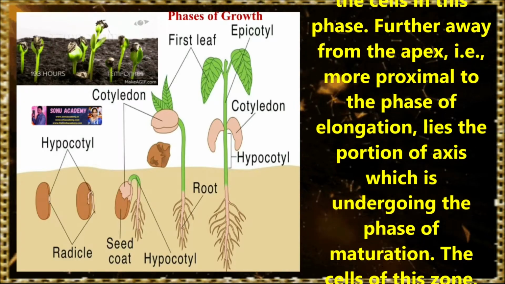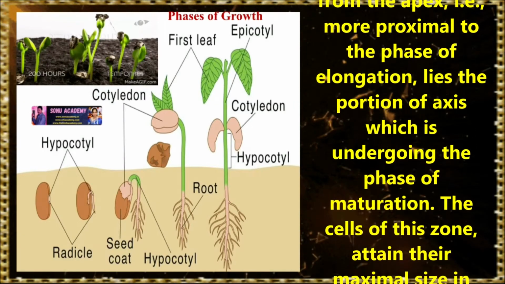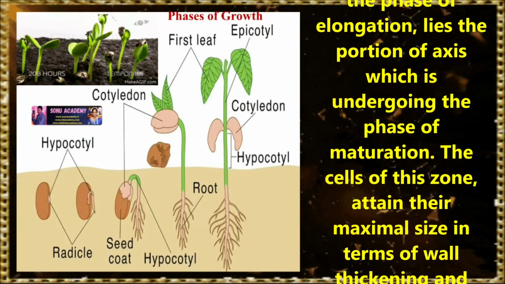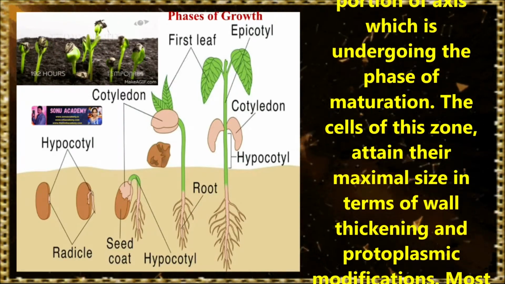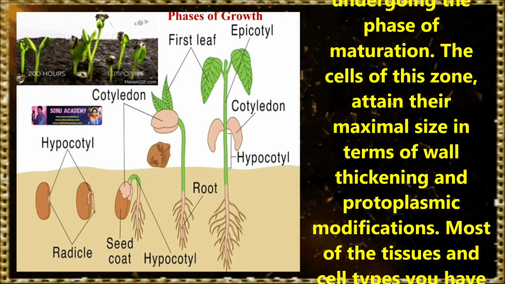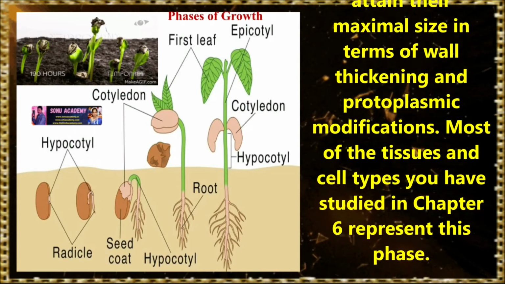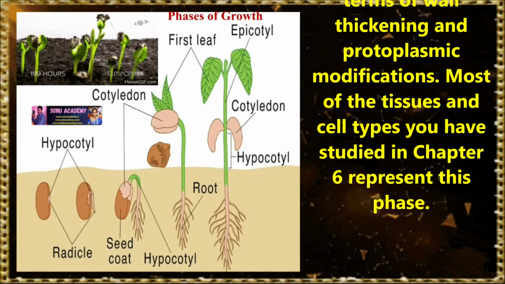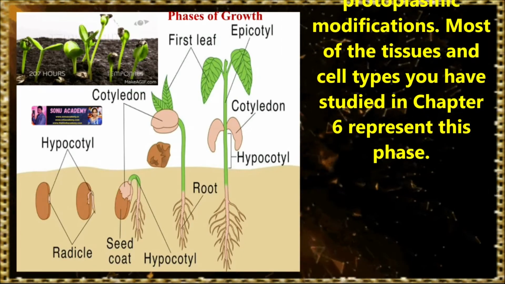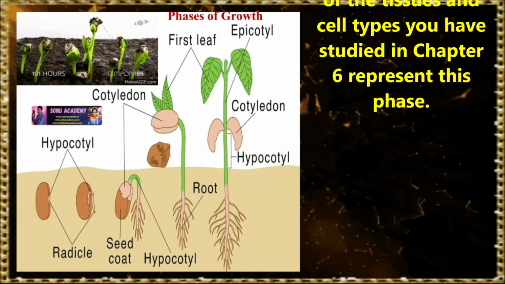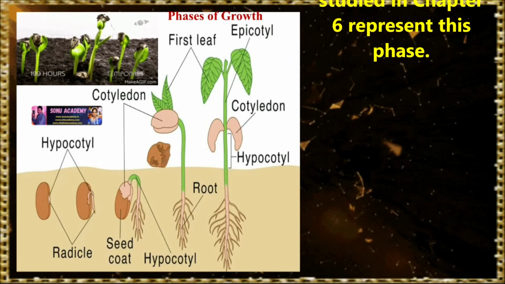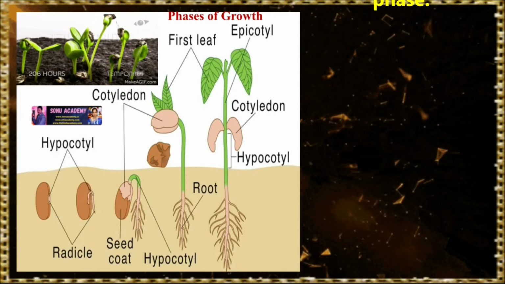Further away from the apex, that is, more proximal to the phase of elongation, lies the portion of the axis which is undergoing the phase of maturation. The cells of this zone attain their maximal size in terms of wall thickening and protoplasmic modifications. Most of the tissues and cell types you have studied in chapter 6 represent this phase.